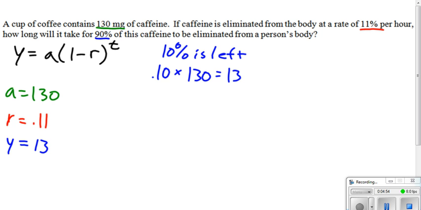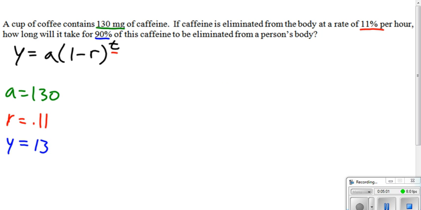What we're looking for in this case is t, because we want to know how long it takes for it all to be gone from the body. So we'll just plug what we know back into that formula. And we would say then that 13, our y, what we're left with, equals what we started with, 130, times the value 1 minus r, our 0.11, that's our rate, how much it's going away, to the power of our time t, which we don't know yet.